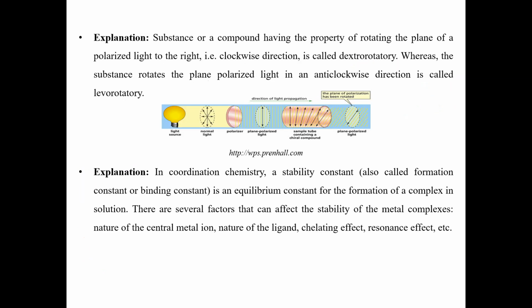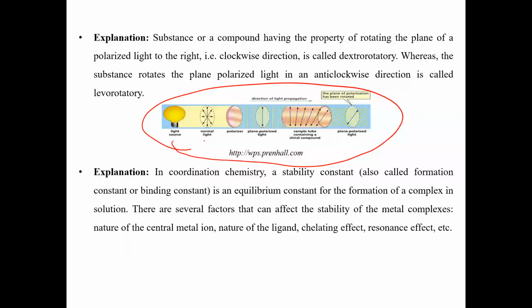Okay, so moving to the explanations. A substance or compound having the property of rotating the plane of polarized light to the right, that is, in the clockwise direction, is called dextrorotatory. I have already explained this, so I have just shown the schematic diagram.